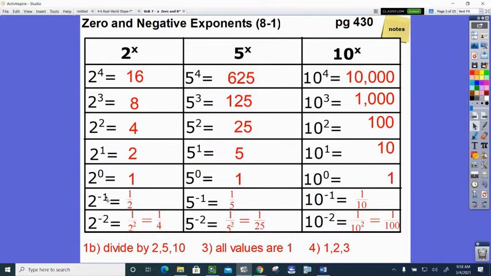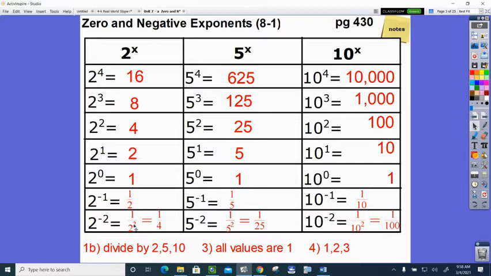And what you should notice is that when we have a negative exponent, it seems to reciprocate. It goes to the other place, and the exponent becomes positive. So 2 to the negative 2 over 1 basically becomes 1 over 2 to the positive 2. So a negative exponent, we reciprocate that base and make the exponent positive. So that's the pattern we're seeing.